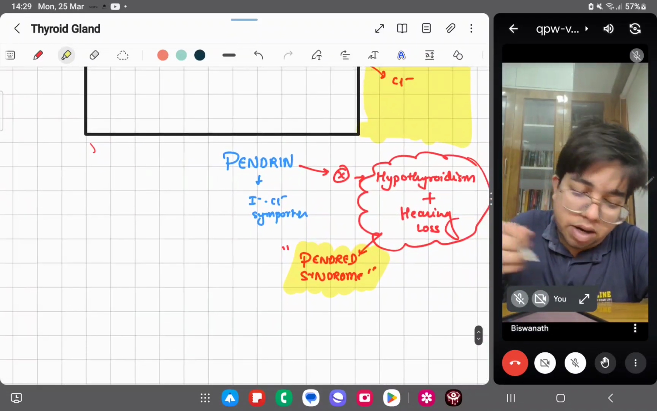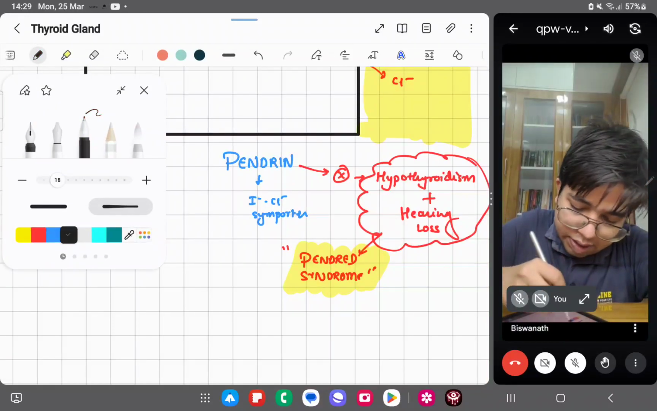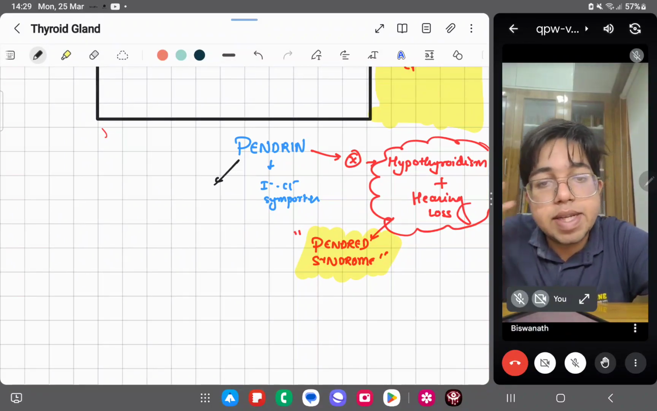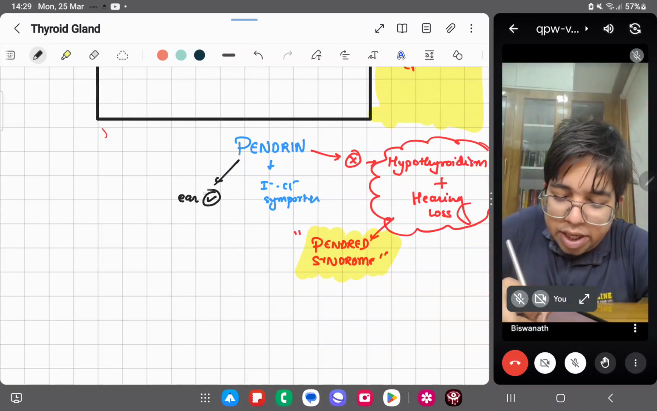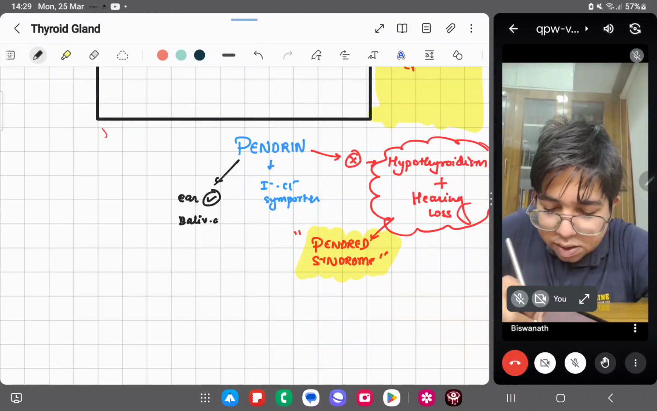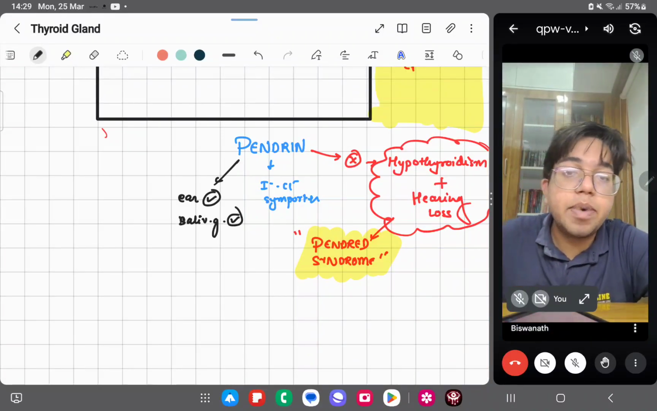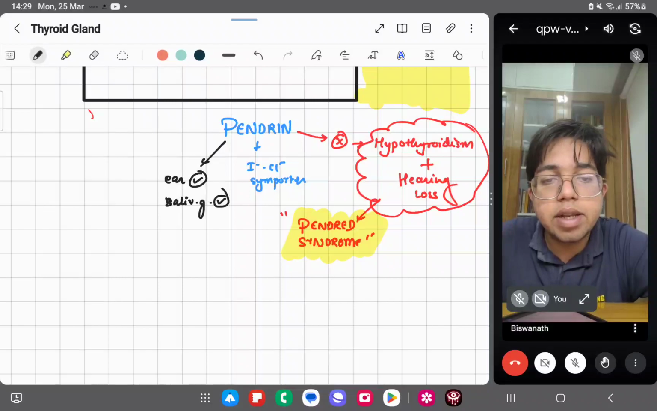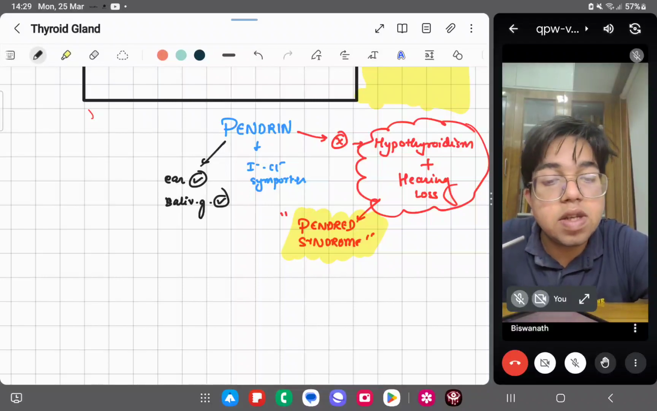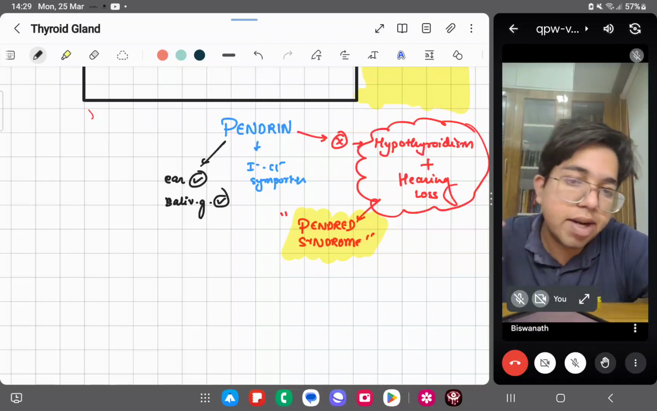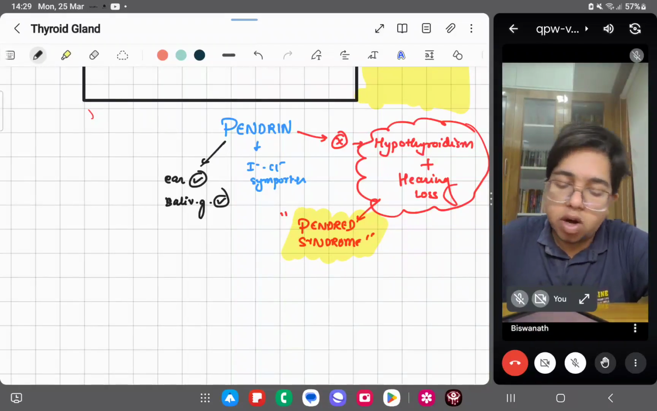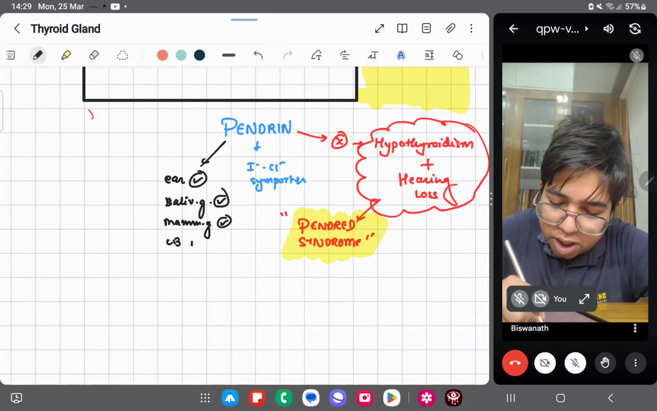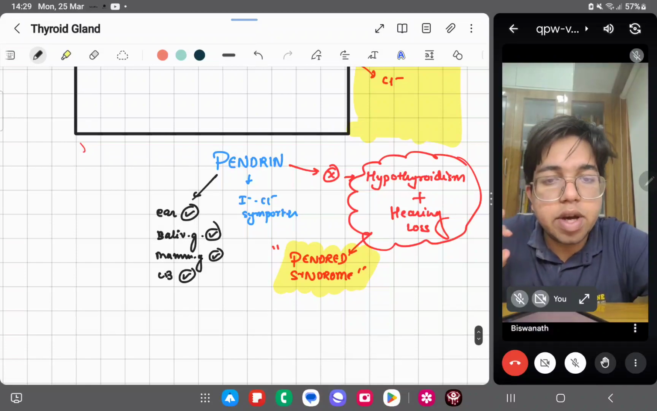This pendrin, remember, is present in many regions. Basically, hearing loss is occurring, so we know that it is present in the ear. It is present in your salivary glands. Salivary glands will have pendrin. So if pendrin is absent, there's a congenital malfunction, and many things will occur. But hypothyroidism and hearing loss are basically well established in Pendred syndrome. Your mammary gland, your ciliary body, all of these have pendrin. This is Pendred syndrome.